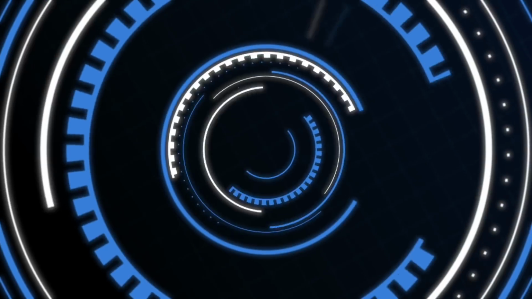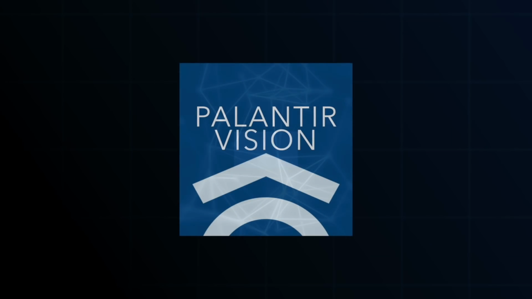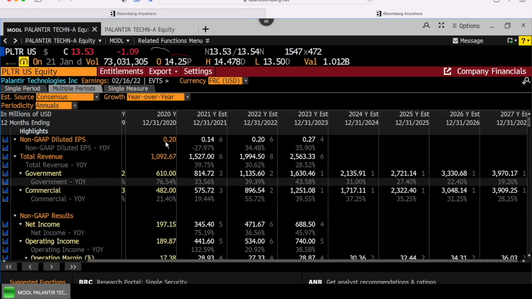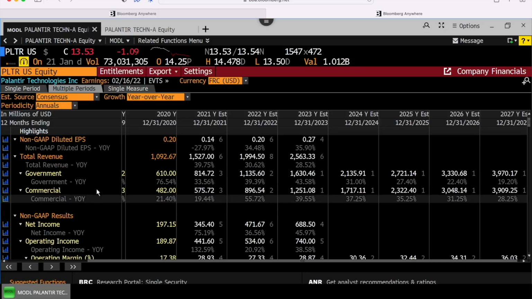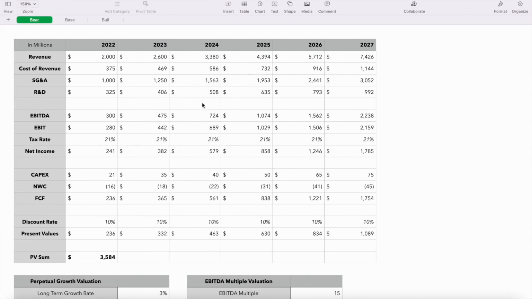Today I will be sharing my first attempt at a Palantir DCF. I have bear, base, and bull cases laid out here, and I pulled most of this information in from Bloomberg, the Bloomberg setup and what analysts are expecting, but of course I tweaked it for my different growth rates. So first, I'll show you how I have this set up.